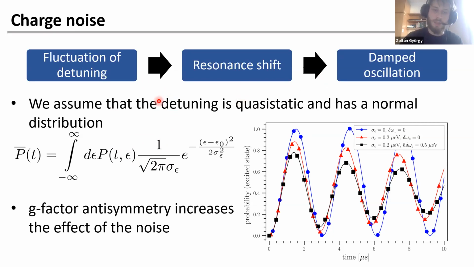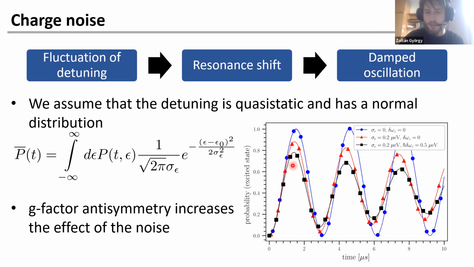Here we assume that the detuning is quasi-static and has a normal distribution. Quasi-static means that we do measurement rounds, we do more measurements, and during the duration of one measurement, this epsilon is constant, but it can change between the measurements. So we will end up with an expected or average oscillation, which can be given by this formula. Here, P_T of epsilon is the probability that we will find the qubit in the one state. It also depends on epsilon.